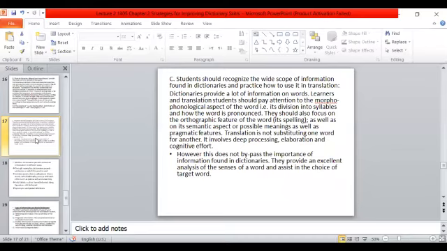Translation is not substituting one word for another. It involves deep processing, elaboration, and cognitive effort. However, this does not bypass the importance of information found in dictionaries. The dictionaries provide an excellent analysis of the senses of a word and assist in the choice of the target word.